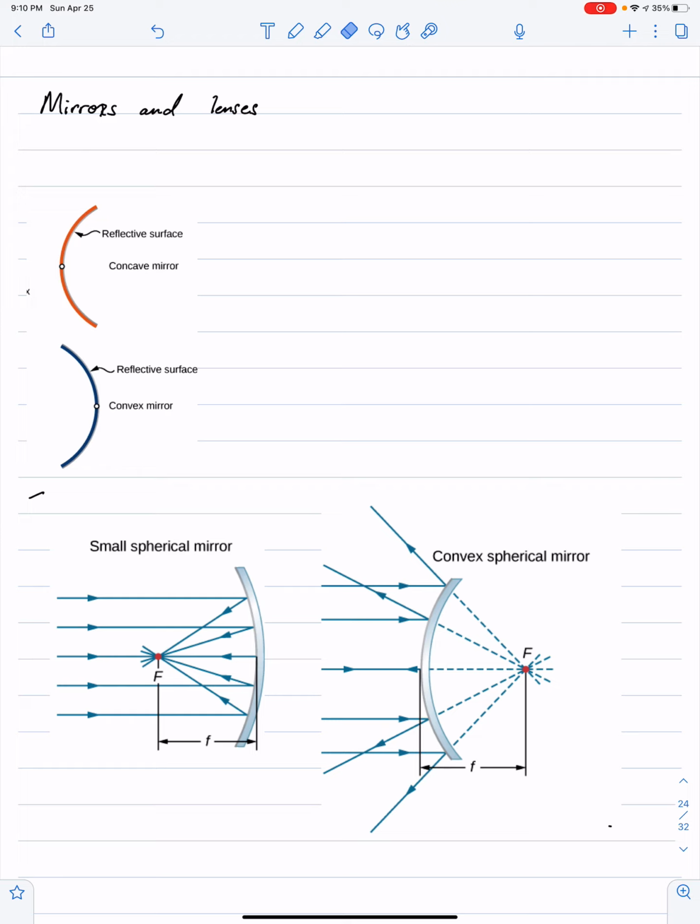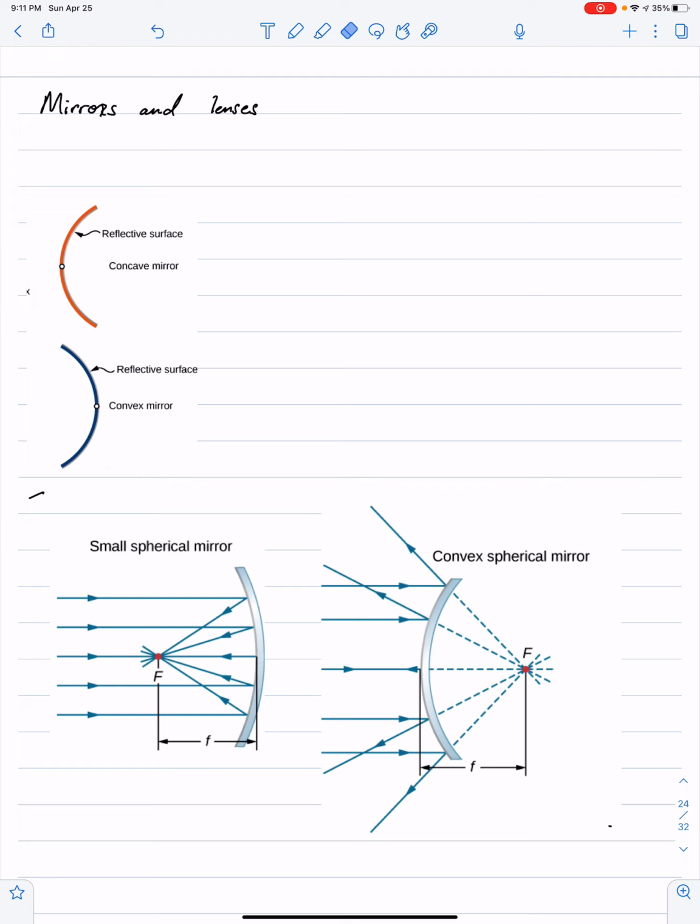So, when it comes to mirrors, let's focus first on mirrors. Mirrors, especially when they're curved, can make things either larger or smaller. And specifically in this physics, we have two: concave and convex mirrors.